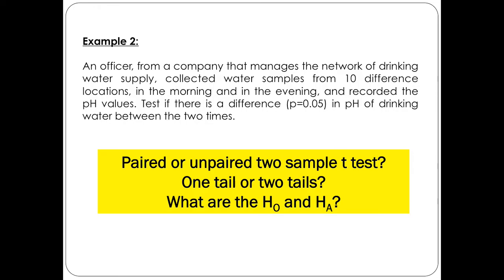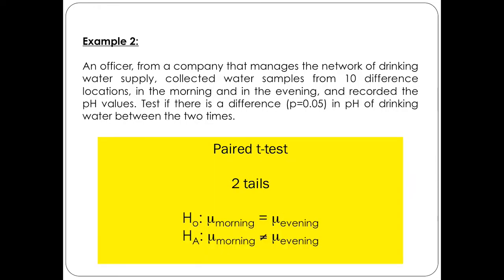Have you got the answer? Let us look at the answer. This is a paired t-test because it is the same set of water samples that is being measured in the morning and in the evening. So it's a two-tailed test. Why is it so? Because we want to know if there is a difference between the two times.